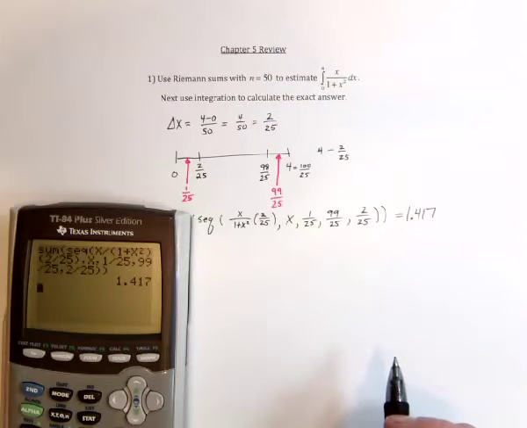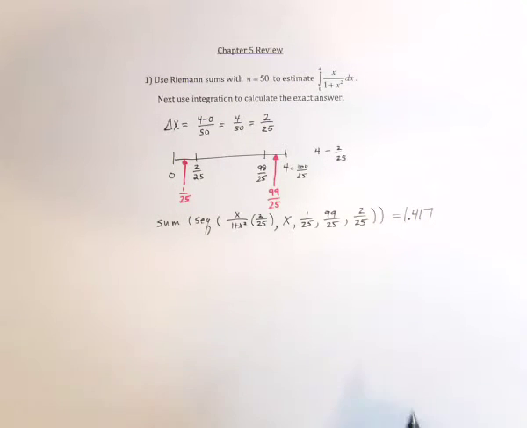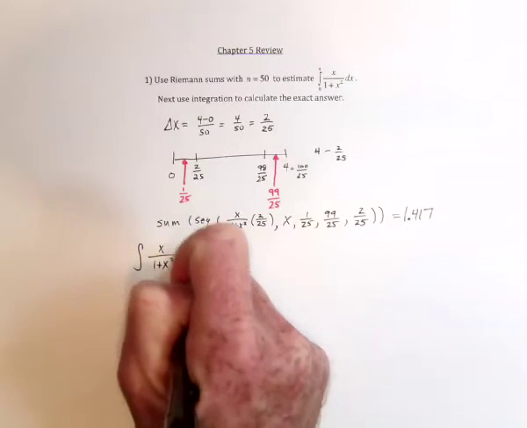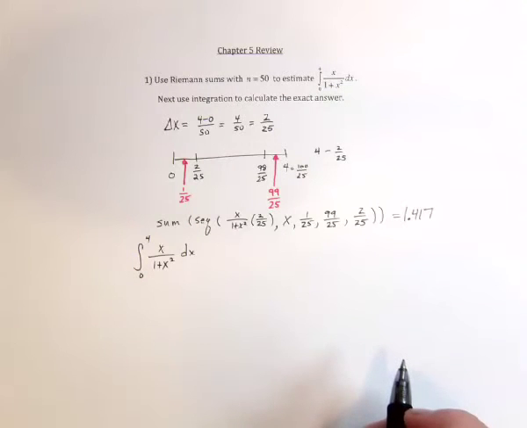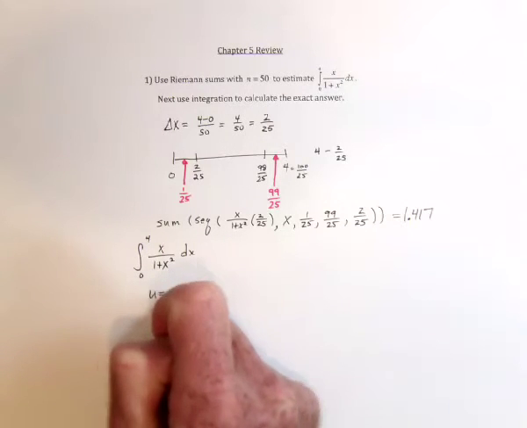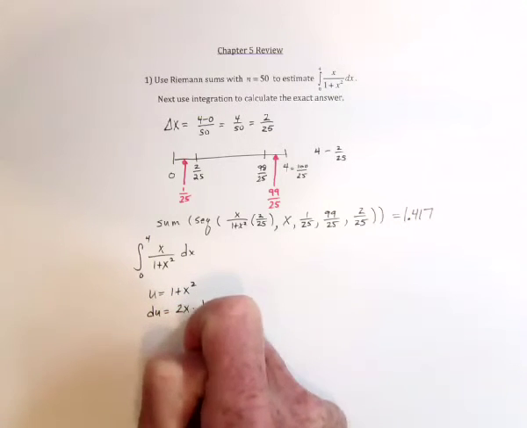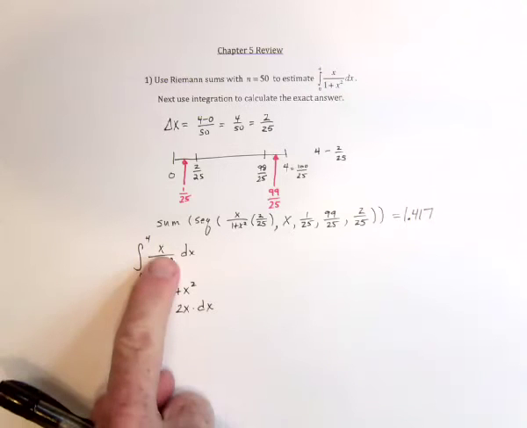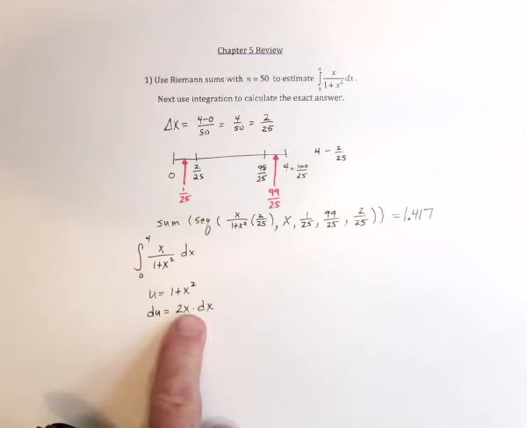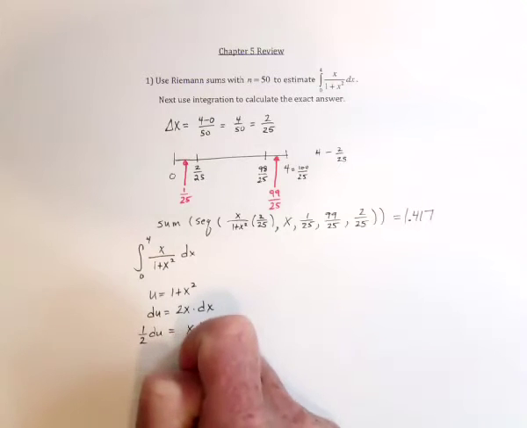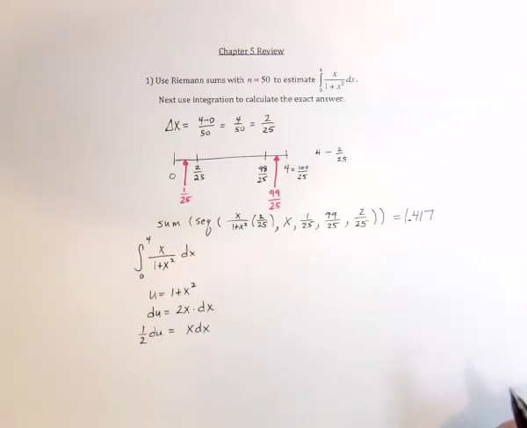Okay, and then use actual integration to find the exact answer. So integrate x over 1 plus x squared with respect to x going from 0 to 4. This looks like a good candidate for u substitution. Let u equal the denominator, because if I take the derivative of that, x dx is sitting on top, and I get x dx right there. I just need to multiply both sides by 1/2 so that it's set up perfectly for the u substitution.